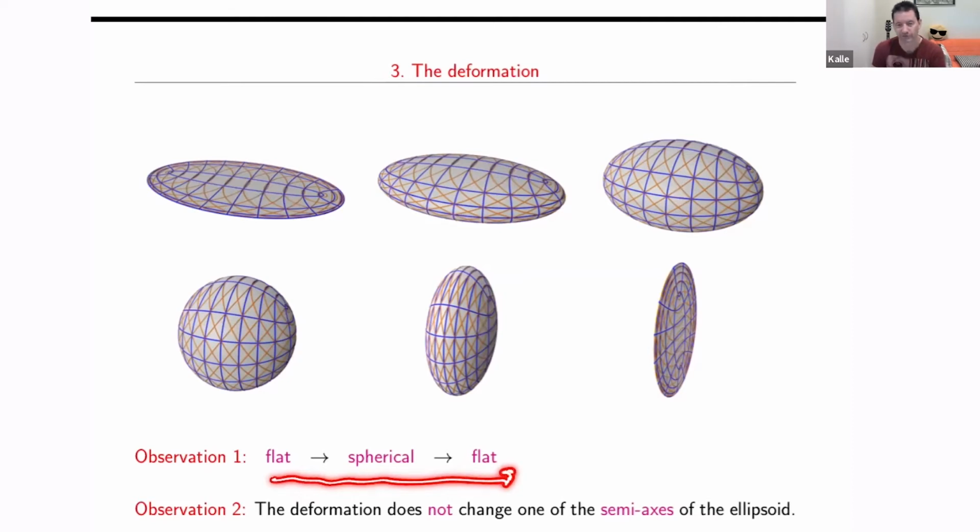And because of the symmetry, you can see that, in fact, one semi-axis of the ellipsoid doesn't change in that deformation. So it's exactly this semi-axis here that remains the same. And that's a crucial observation. Basically, those yellow circles here are rotated about this semi-axis, this axis here, and sort of translated orthogonally to that. Okay, so that's why the semi-axis doesn't change in the deformation.